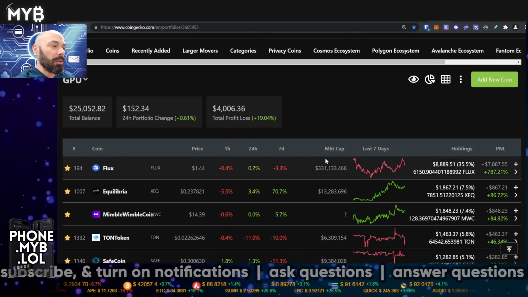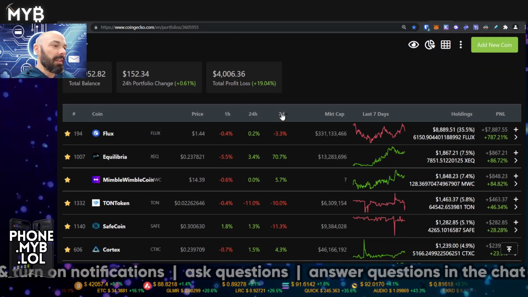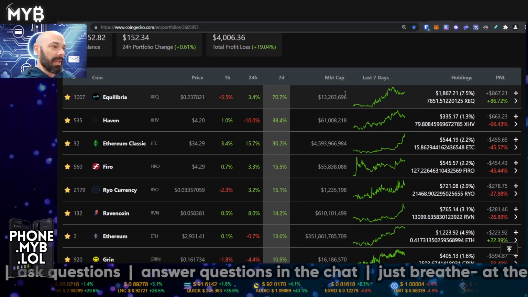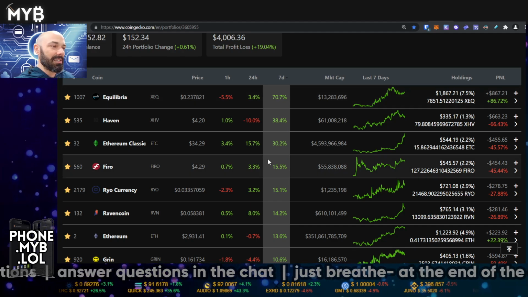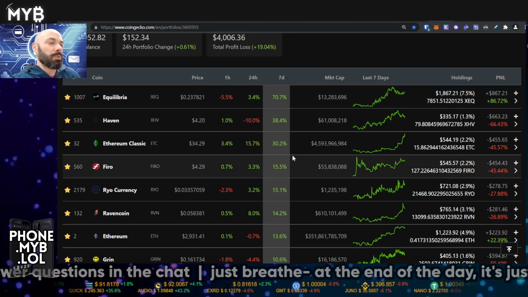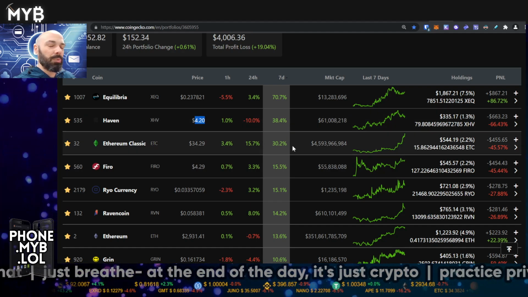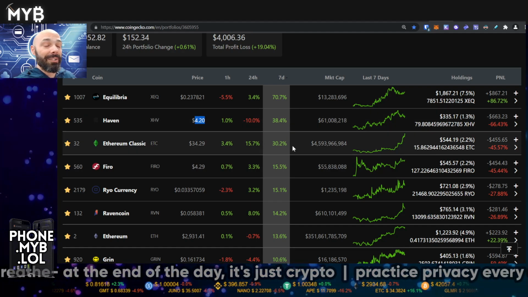Our portfolio is showing on GPUs, Flux is still the leader. Take a look at the last 7-day price action. Equilibria had the most upside. Haven had second. It's currently 420. Wow. The likelihood of that being the case. So currently $4.20. We've been talking about it since it was under $2, guys.